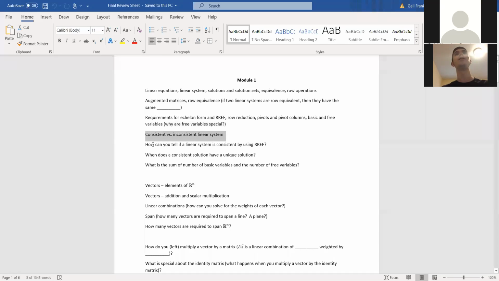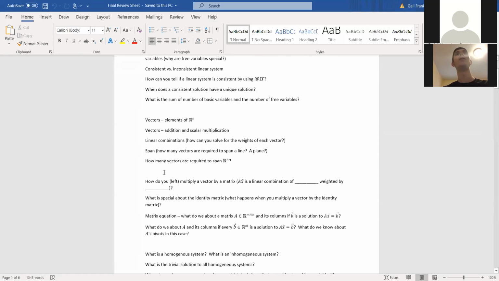Consistent and inconsistent: consistent just means that the system has solutions, and inconsistent means no solution. You can tell a linear system is consistent if in its RREF you don't have a pivot in the last column. And when does a consistent system have a unique solution? That is when you have no free variables. The number of basic variables and the number of free variables add up to the number of columns. So that's the first part of module 1.